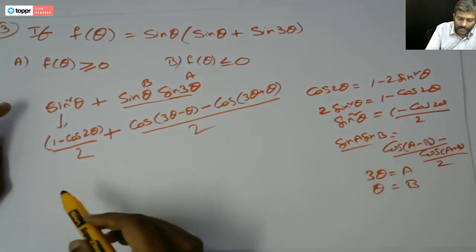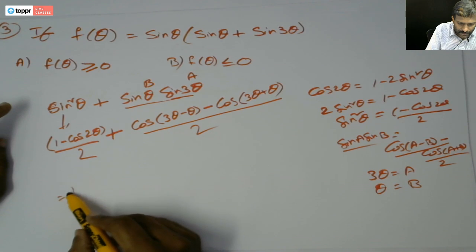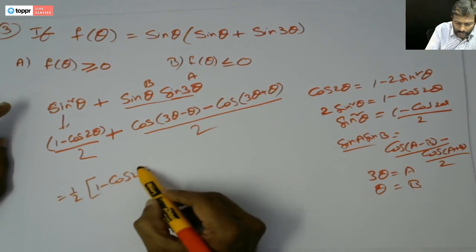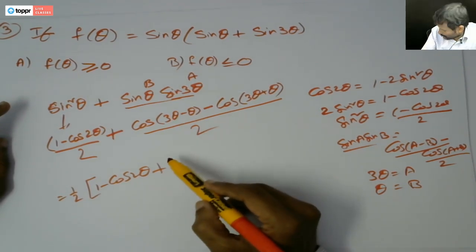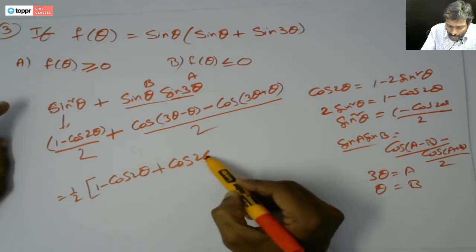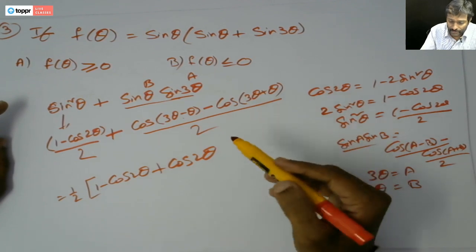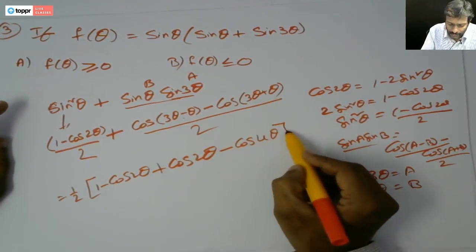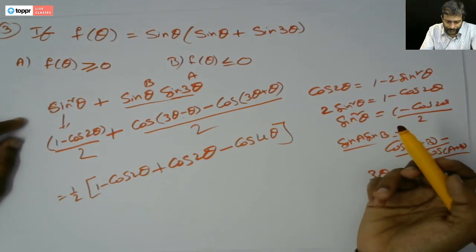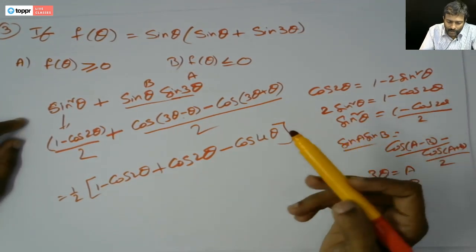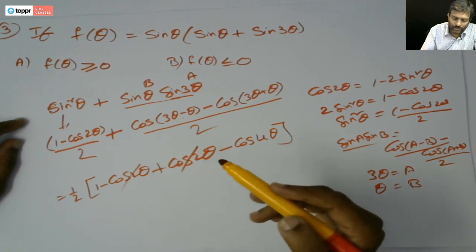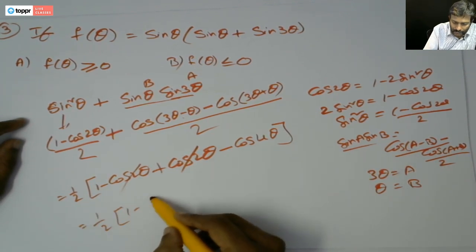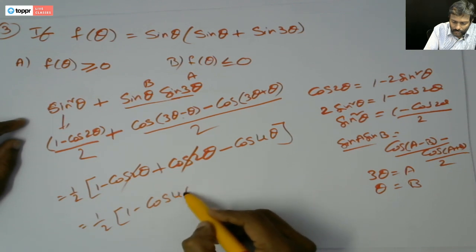Correct? Now what we can do is take this half completely out. This becomes 1 minus cos 2 theta plus cos 2 theta, since 3 theta minus theta is 2 theta, and minus cos 4 theta, right? Now this cos 2 theta and cos 2 theta get cancelled, and you get 1 by 2 times 1 minus cos 4 theta.